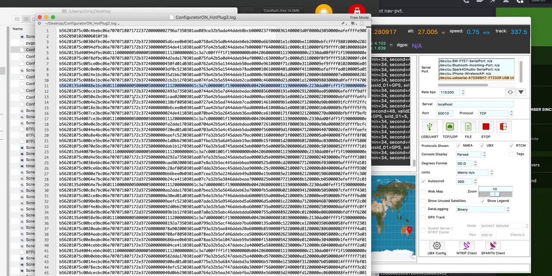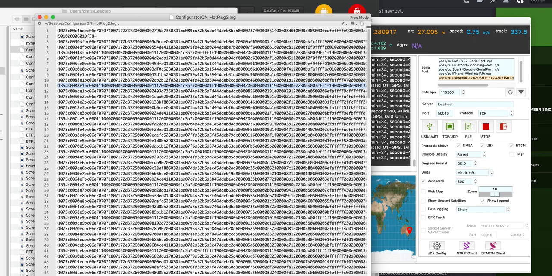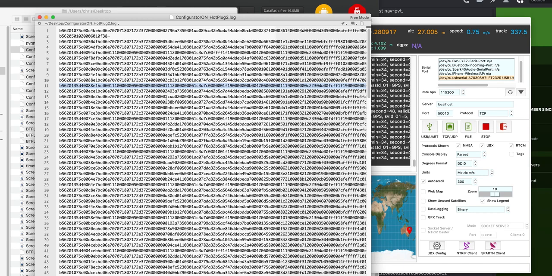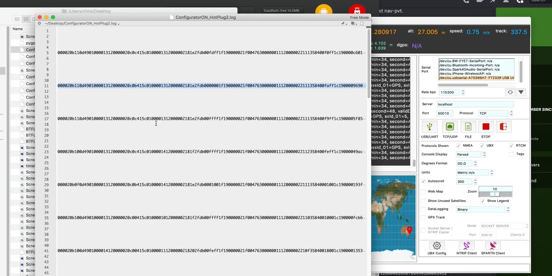And that's too much for our flight controller at 115,200 baud. It just can't cope. If I had plugged this in cold and only had one or two sats, that string would be really short and we wouldn't have a problem.